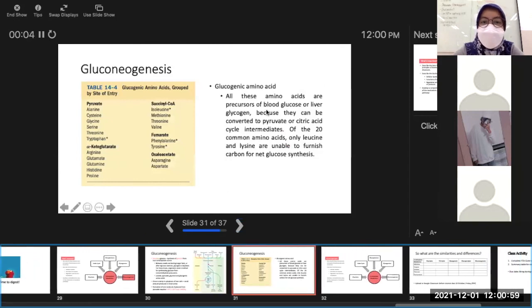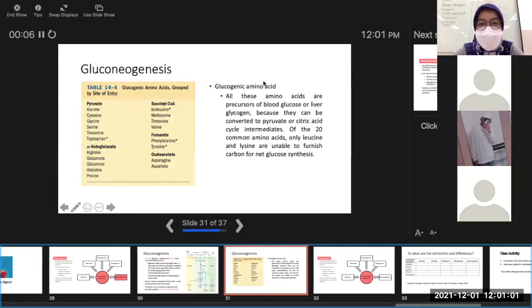So these are the examples of glucogenic amino acids. For example, what can form pyruvate is the amino acid alanine, cysteine, glycine, and so on. What can form succinyl-CoA? Methionine, for example. So these bold wordings are all the intermediates in the TCA cycle, and below them are the amino acids that can form them.